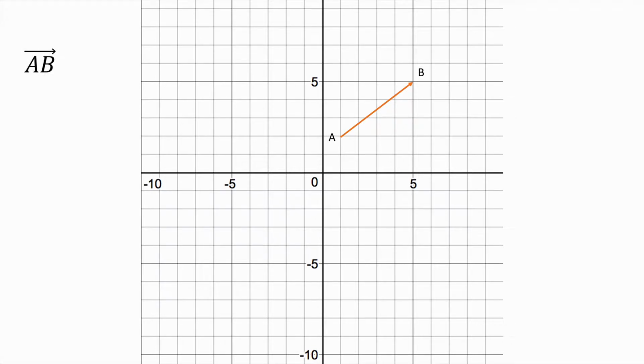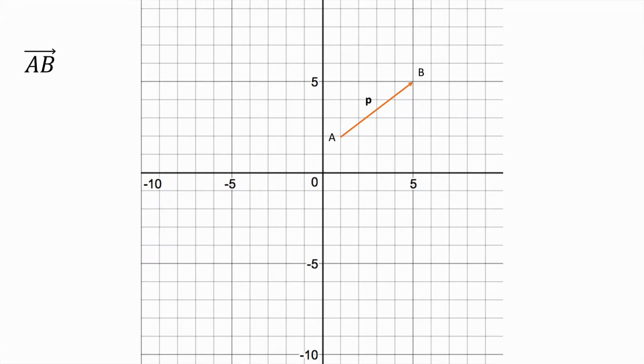This vector is called AB because it starts at A and it finishes at B. Notice that the arrow is over AB to denote that this is a vector. A is the tail of the vector and B is the tip of the vector. Sometimes instead of writing the vector as AB, we can denote this vector as a common bolded letter. Let's call this vector P.